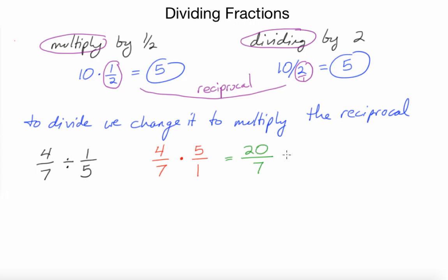Now, while that's great and all, I want to put it into a mixed number. So 7 goes into 20 2 whole times. That gives me 14. But then there's 6 left over because 20 is 6 more than 14. So there's 6/7 that don't quite divide nicely. So 20/7 turns into 2 and 6/7. That is what 4/7 divided by 1/5 equals.